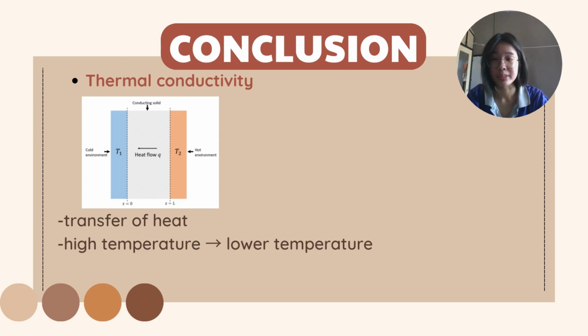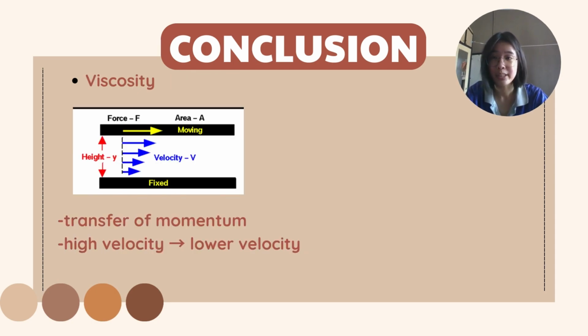The next transport property of gases is thermal conductivity. It is the transfer of heat from a region of high temperature to a region of lower temperature. Lastly, we have viscosity. Viscosity is a transfer of momentum from a region of high velocity to a region of lower velocity, which gives rise to the phenomenon of viscous flow.